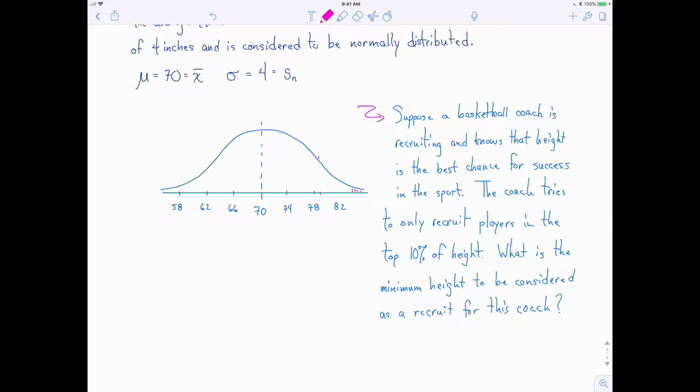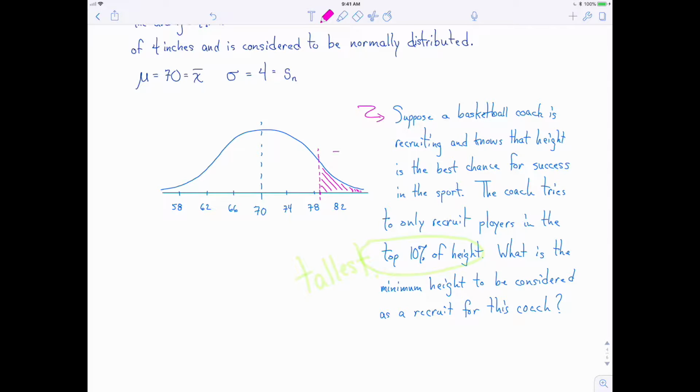So we're going to start with this. The key to this problem is right here: the top 10%. Those are the tallest people. We want the tallest people to be recruited for our basketball team. Now, I'm going to estimate that about our top 10% of tallest people are out here in this upper tail.